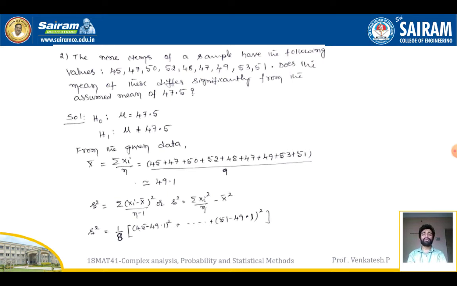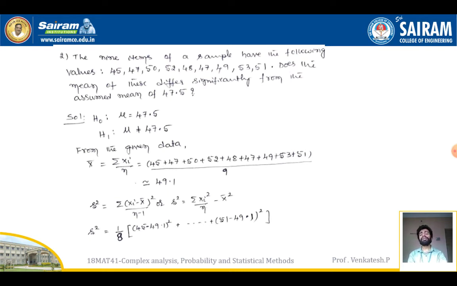So I'm going to assume the null hypothesis H0: mu is equal to exactly 47.5. And the alternative hypothesis H1: the mean is not equal to 47.5. I want to check whether the hypothesis is true or not by using the t distribution table.